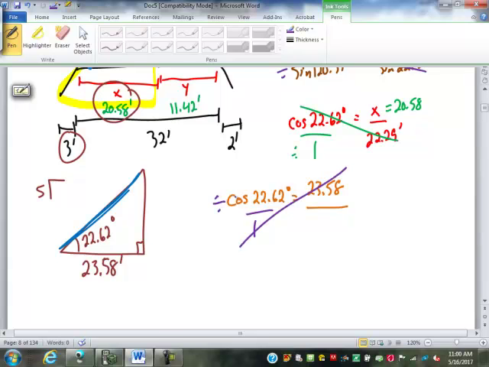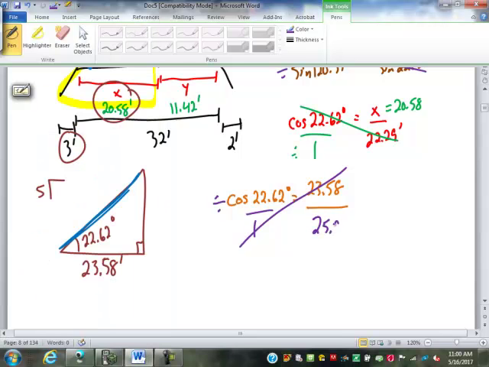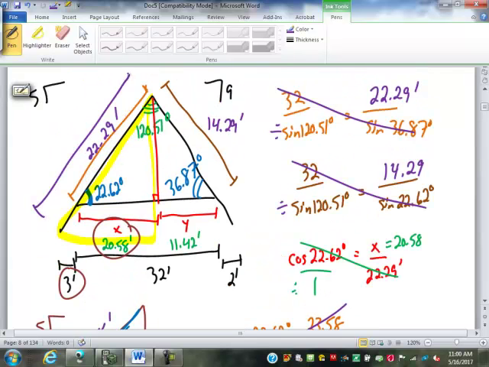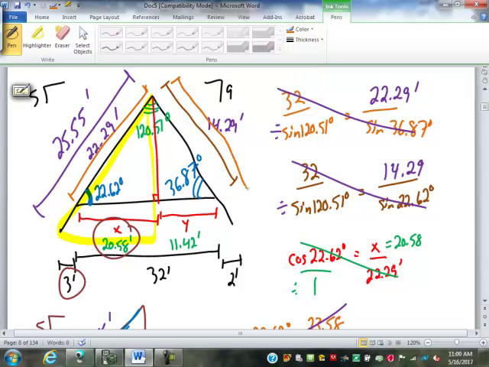So we're using cosine, right? So 1 times 23.58 divided by the cosine of 22.62. 25.55. Correct? So that means this here is 25.55 feet. I want you in your notes to find this side over here.